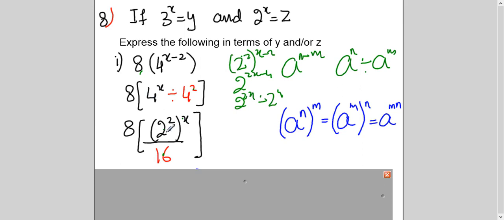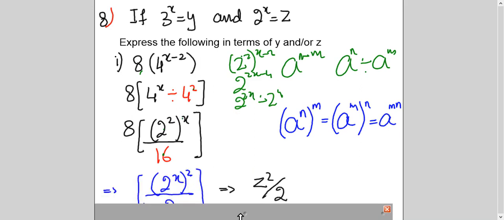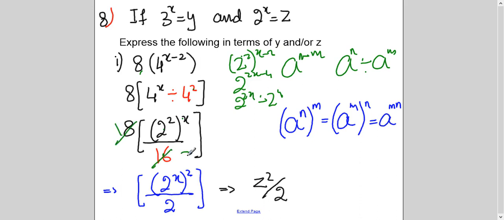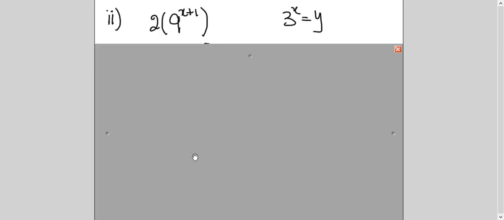And this 4 I'm writing as 2 square. But what do I want? I want 2 power x, not 2 power 2. So now I will apply this rule in which we interchange the powers. So x will come inside, 2 will go outside. Then in place of 2 power x, I can write z because z is given, z square. And how did I get this 2? 8 ones are 8, 8 twos are 16. I cancel it out. So let's see another expression.